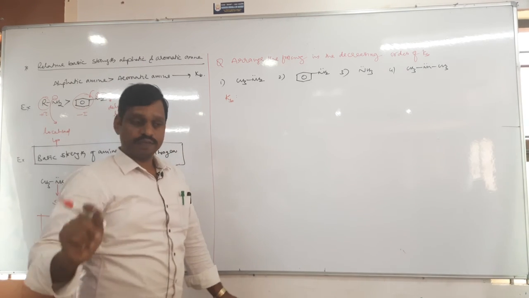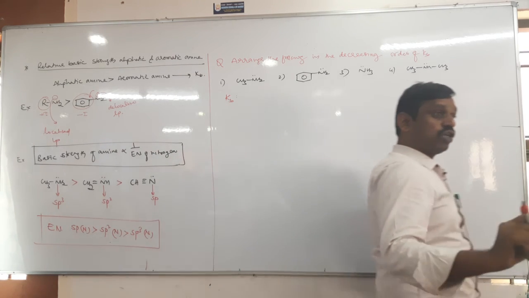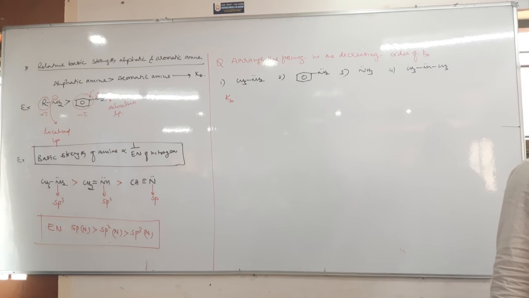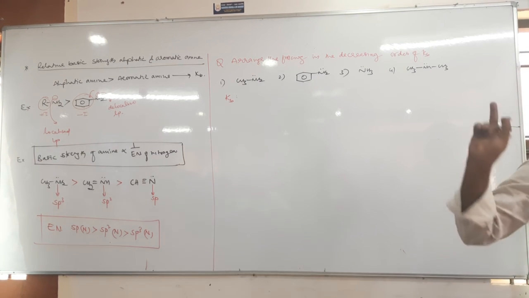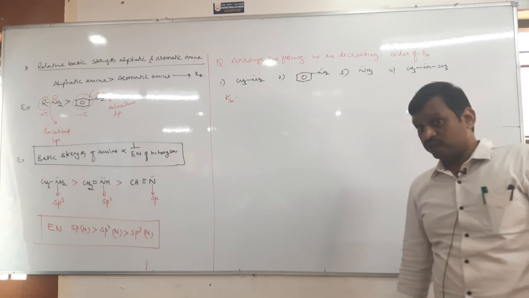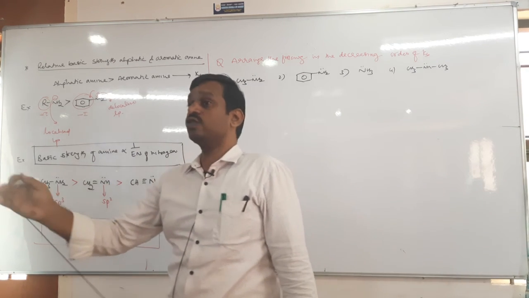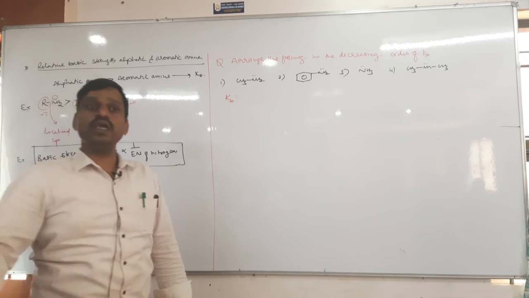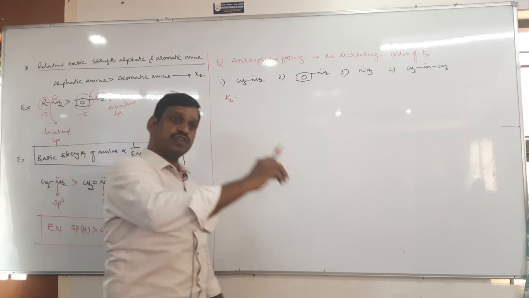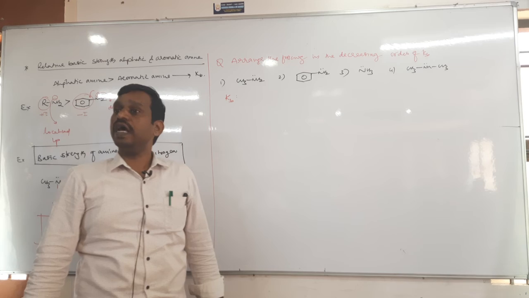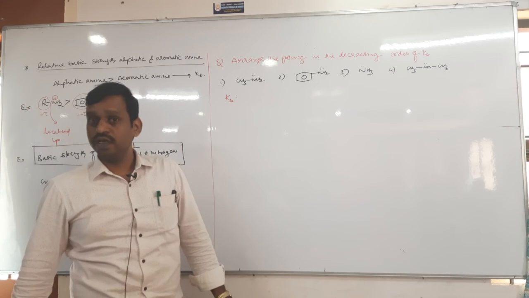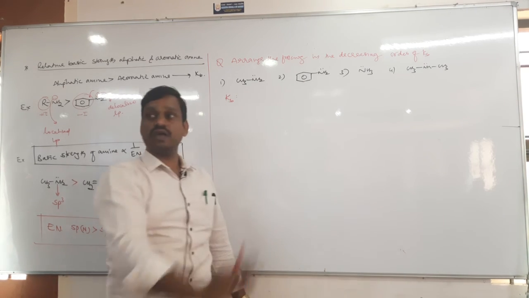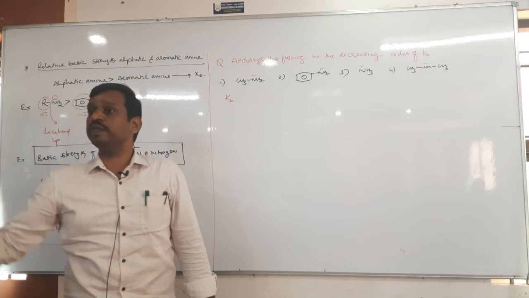Now see here, you may have a doubt. If they ask a question like this, arrange the following in the increasing order of basic strength, then you may ask whether it is gaseous state or aqueous medium. For the same question we discussed, it should be in aqueous medium. If nothing is mentioned, it is understood to be aqueous medium, because all amine reactions take place in aqueous medium. We take gaseous state exceptionally. If they mention gaseous state, then only we take the gaseous state order. Otherwise you take the aqueous medium order.